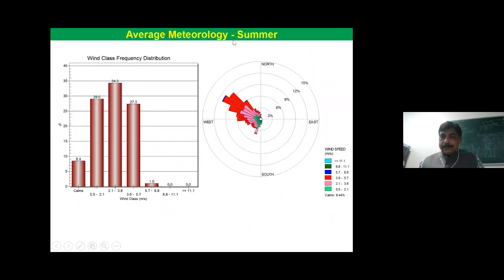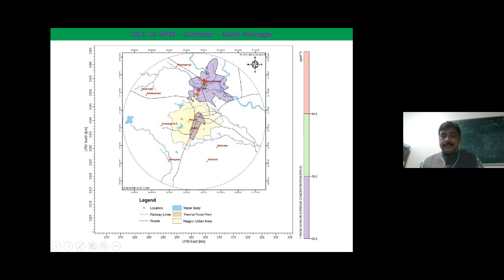Now let's come to the summer season. In the summer season, you can see the direction is altogether reversed, almost by 180 degrees. It is west, not 180, 90 degrees. From the west to northwest direction, the predominant wind is coming. So what it will do, you can see here is the power plant. This is the area that is going to be polluted.